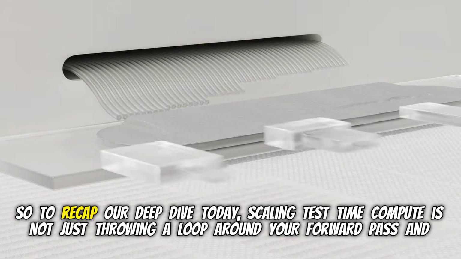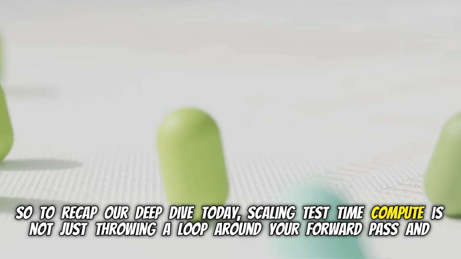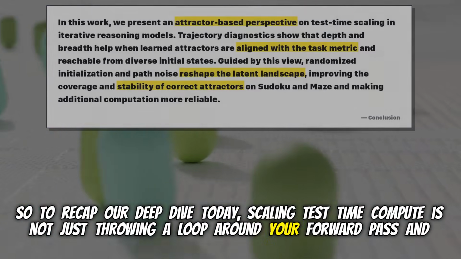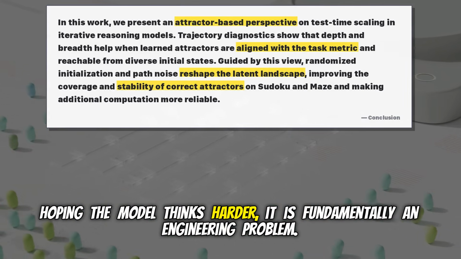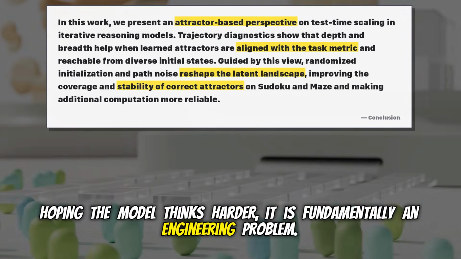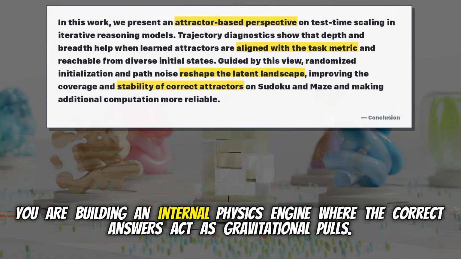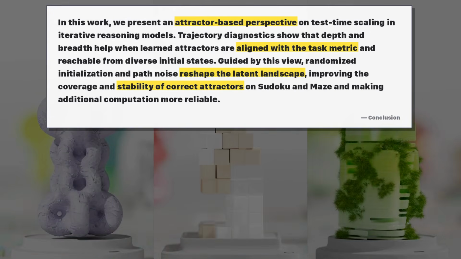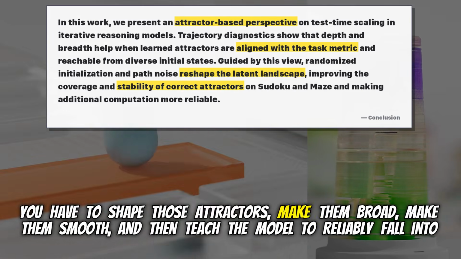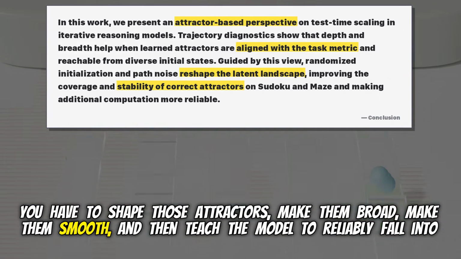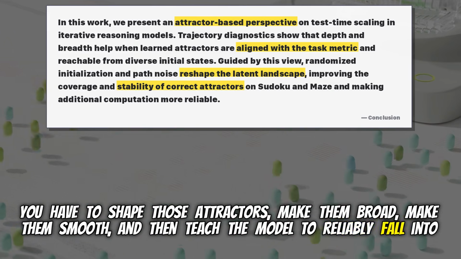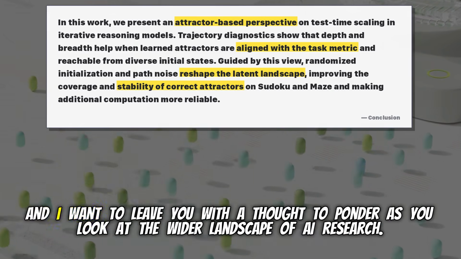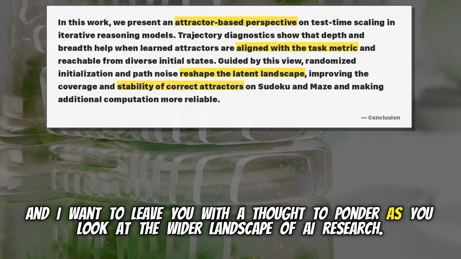Precisely. So to recap our deep dive today, scaling test time compute is not just throwing a loop around your forward pass and hoping the model thinks harder. It is fundamentally an engineering problem. It is. You are building an internal physics engine where the correct answers act as gravitational pulls. You have to shape those attractors, make them broad, make them smooth, and then teach the model to reliably fall into them. Beautifully summarized.